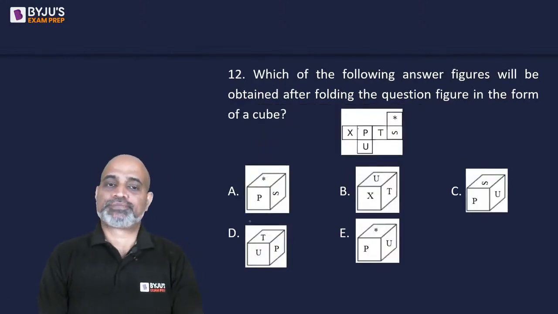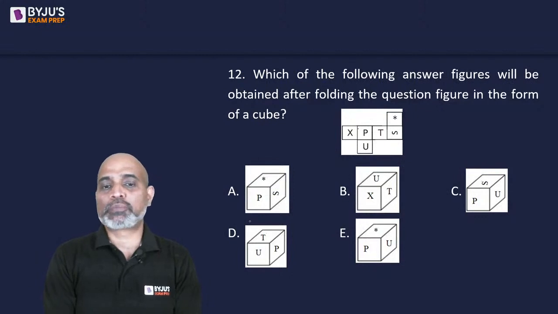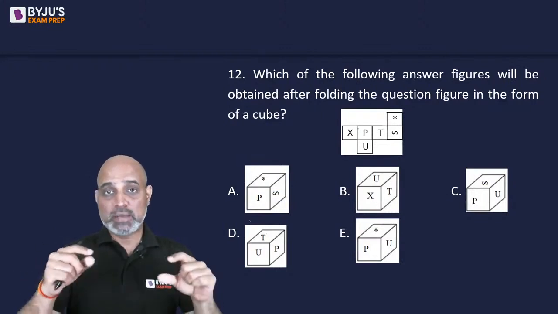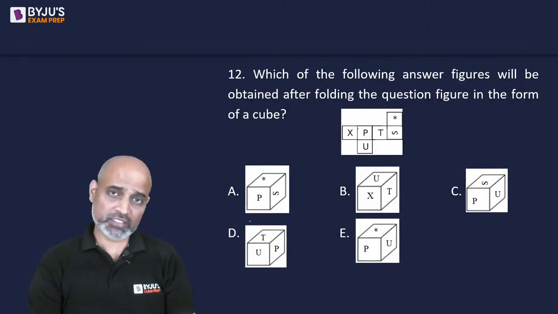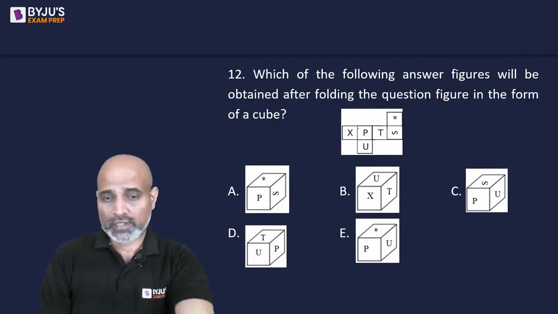Okay, another question. Which of the following answer figures will be obtained after folding the question figure in the form of a cube? So this is a backbone which is horizontal. थोड़ा tilt करके देख लो so that it becomes easier. Right? We take a vertical backbone.